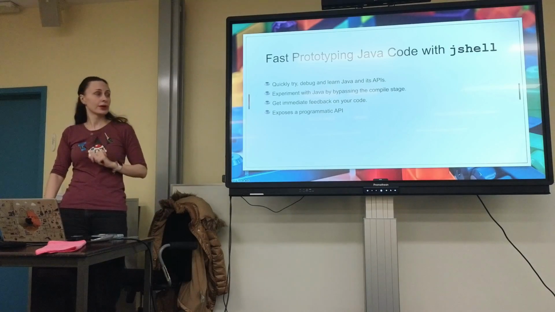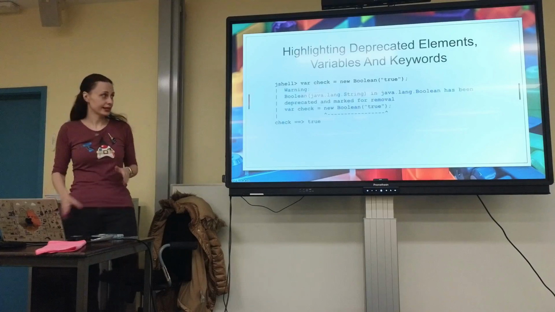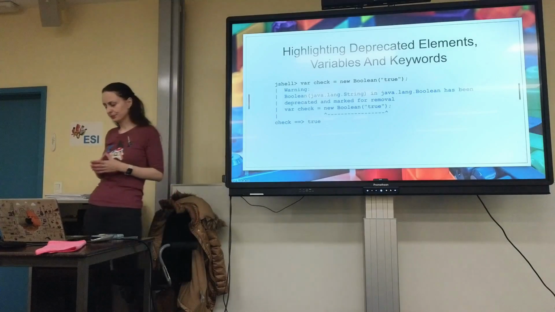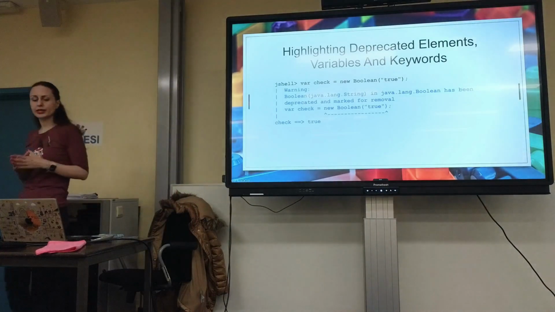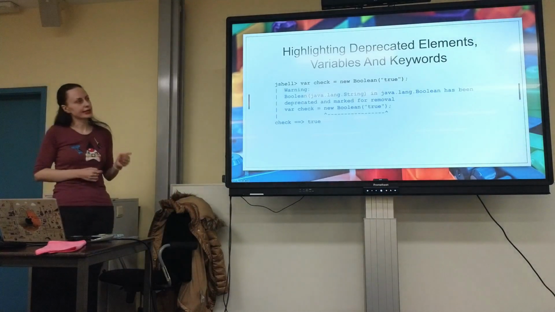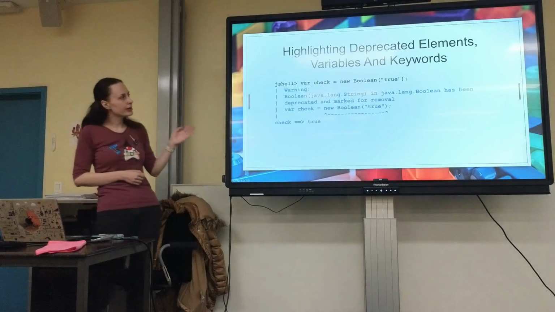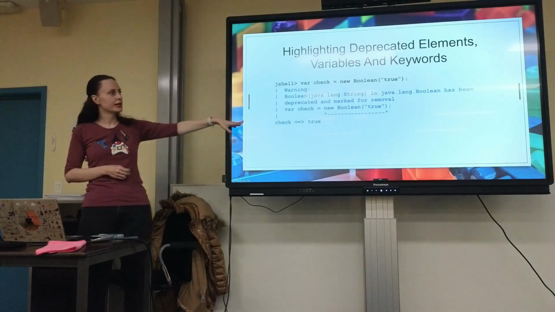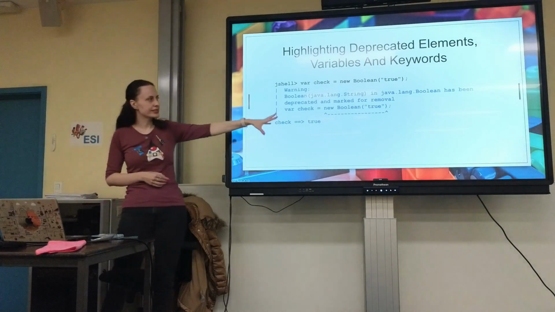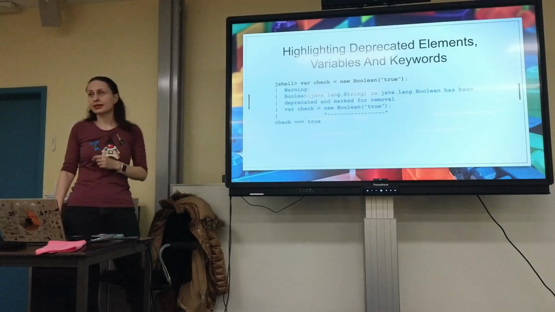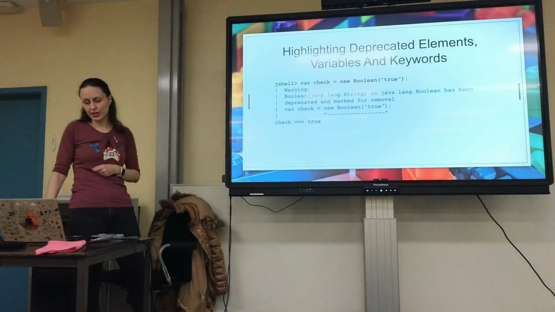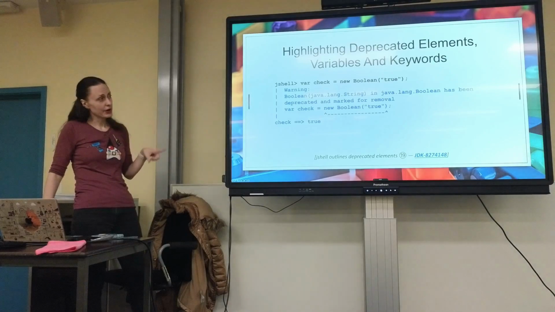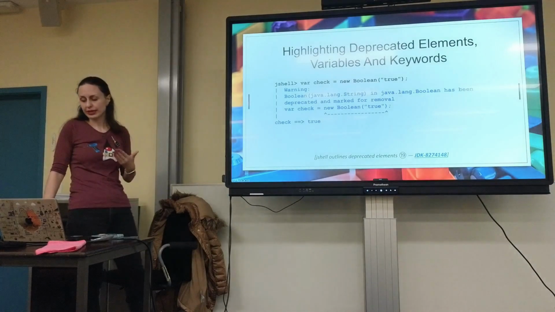But what JShell didn't have was a way to highlight the deprecated elements. So starting with JDK 19, JShell highlights deprecated elements, variables, or keywords. Like in this case, you'll get a warning, but you'll also get a way to see what exactly has been deprecated. That was not there before JDK 19. That's the change documented.